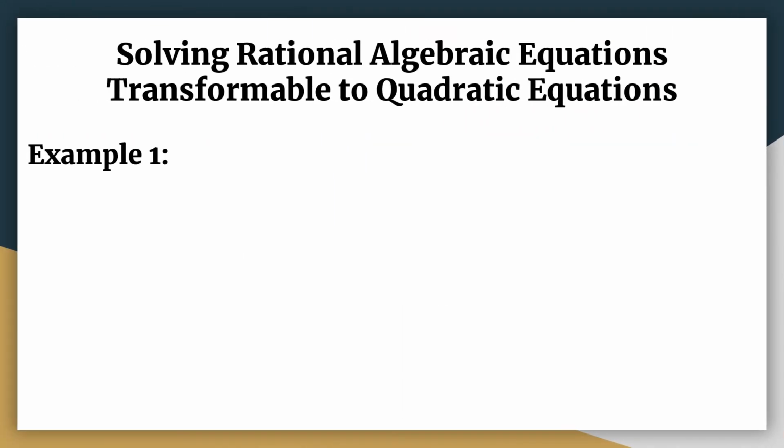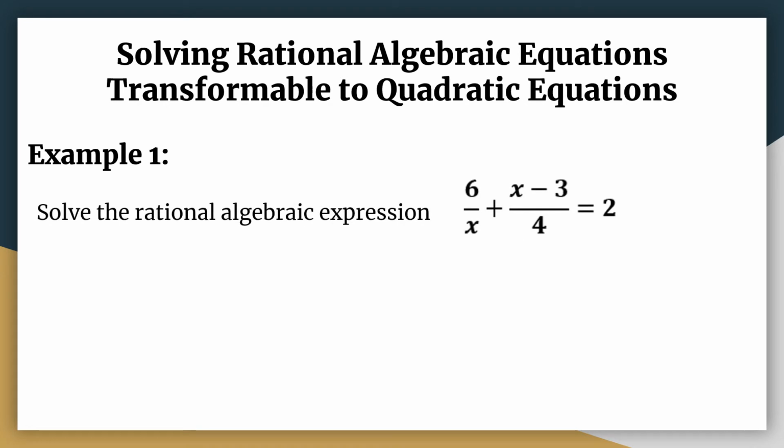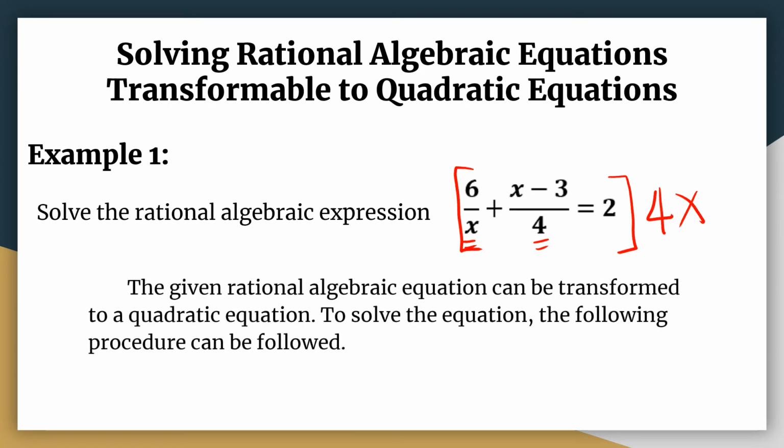Next, we have here a rational algebraic equation: 6 over x plus x minus 3 over 4 equals 2. So how are we going to solve that? First, we have to get the LCM, the least common multiple, for this one. So the least common multiple is 4x, since we have here your 4 and your x, we multiply them. Then we multiply the whole equation by its LCM, which is 4x. Okay, then we proceed to the whole process.